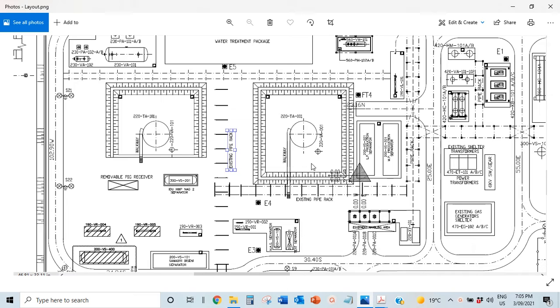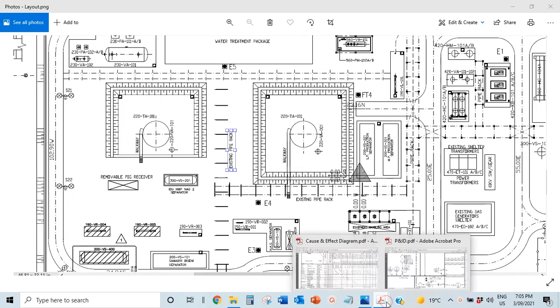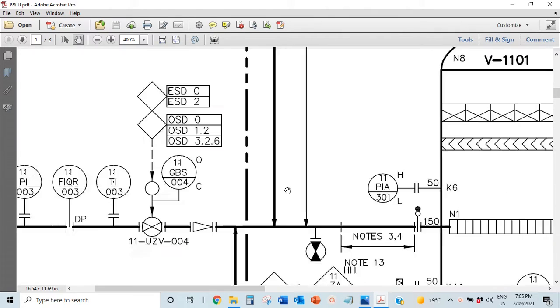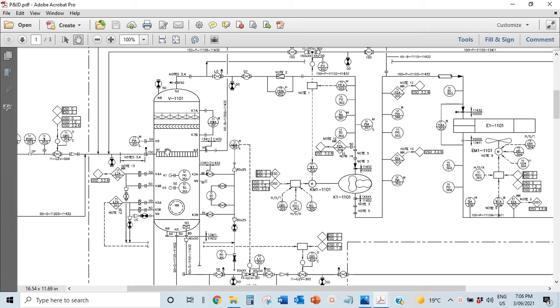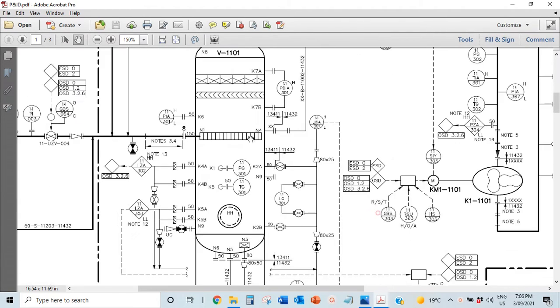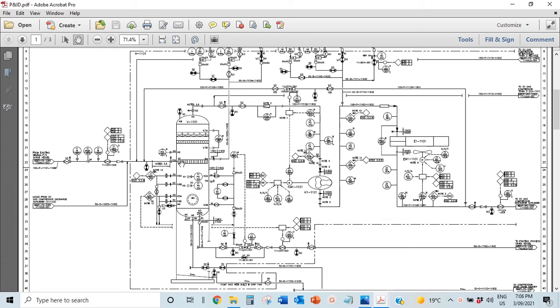Now that could happen, or what could also happen is you could have a unit shut down. So it could be looked at as a compressor unit. So that may be USD0. This is ESD0. This is USD0. So this might be a unit shutdown. So everything here would shut down.